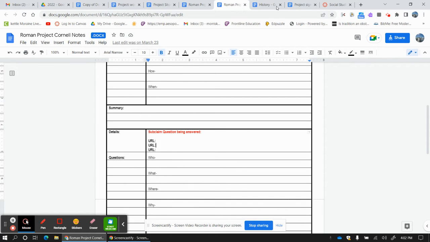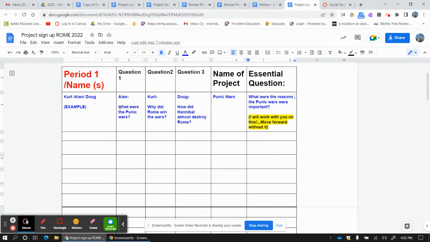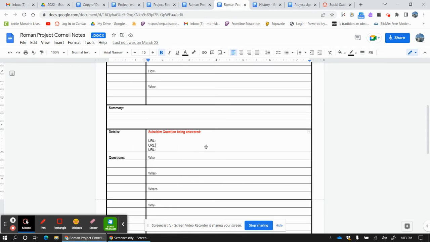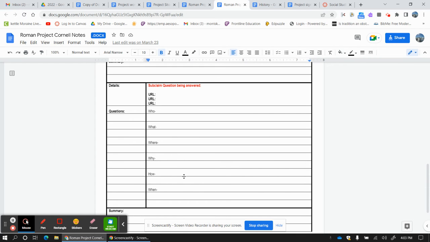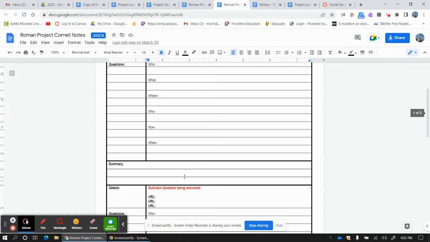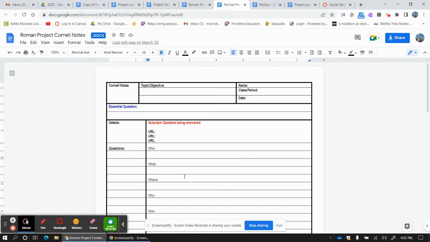Now, next to me is going to be Alan. And Alan's doing, what were the Punic Wars? He's going to write that right here, and then, of course, his URLs. And finally, the last is the same thing for Doug on the bottom. So all three of our note sections are together on the same Cornell notes.